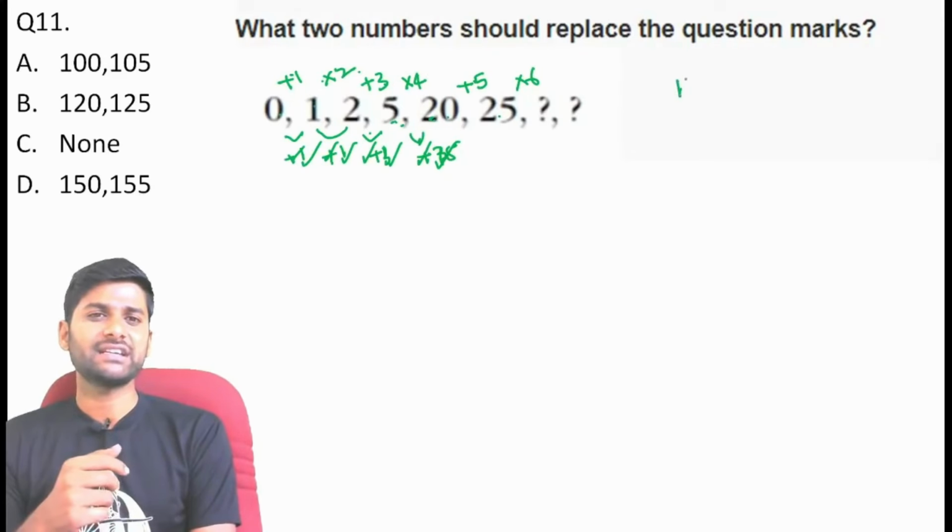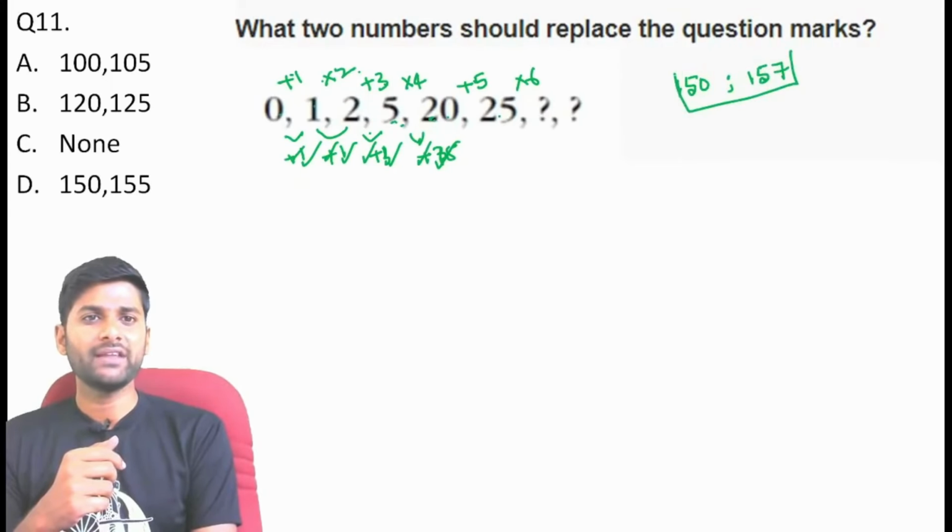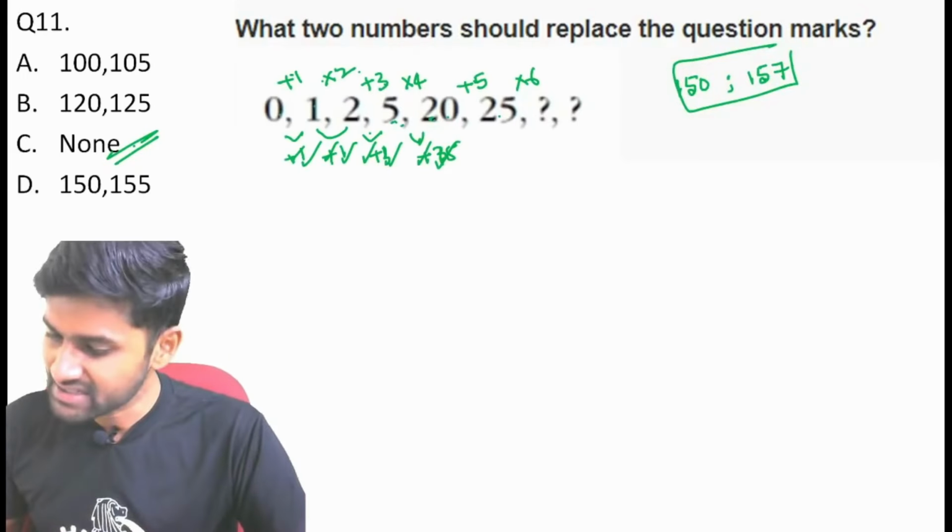25 into 6, the resultant becomes 150, guys. So 150, and the next number we need to add. So the resultant becomes 150 and 157. So the answer is 'none of these', that is the perfect answer, guys.